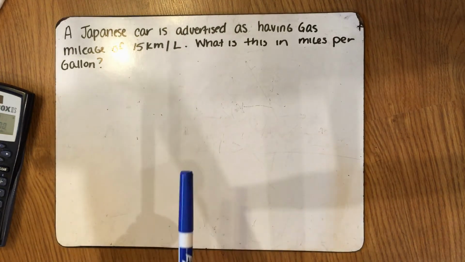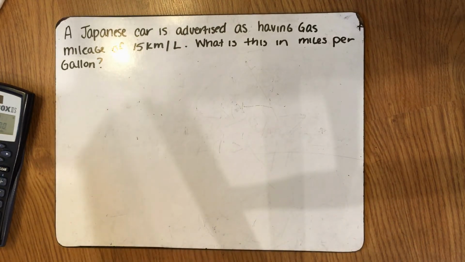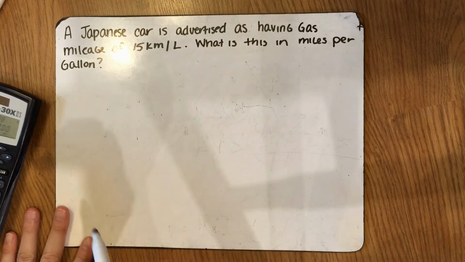A Japanese car is advertised as having gas mileage of 15 kilometers per liter. What is this in miles per gallon? Okay, so in this case, we need to convert 2 units. We have kilometers converting to miles, and we have liters converting to gallons.